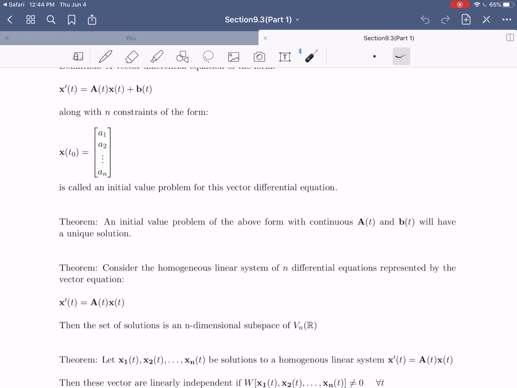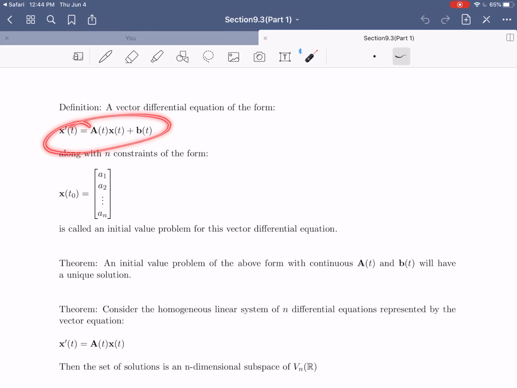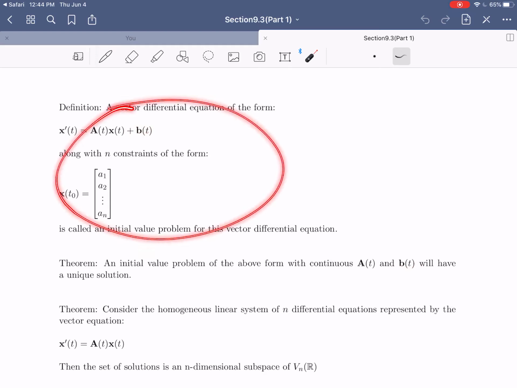All right. Our first theorem that we're going to state, again without proof, and your book doesn't even prove this one because this is an existence and uniqueness theorem, and that's really for a more advanced course. This theorem states that existence and uniqueness also applies to systems of differential equations. It says an initial value problem of the above form, something that can be written in this vector differential equation form, as long as A(t) and b(t) are both continuous, is guaranteed to have a unique solution.